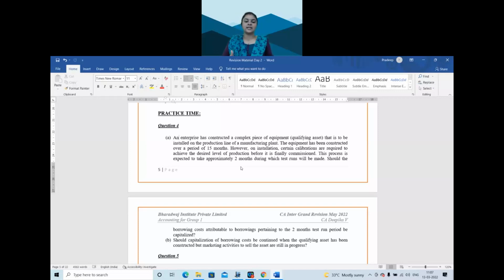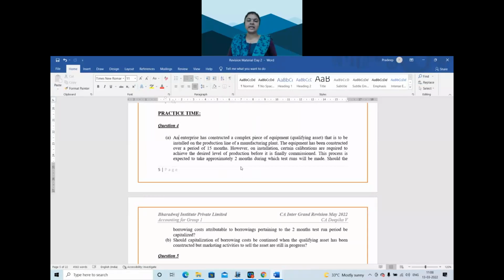So their concern is not till the plant is completed. Their concern is for the 2 months. So should capitalization stop after the plant is completed, or can I continue and capitalize for the 2 months period?